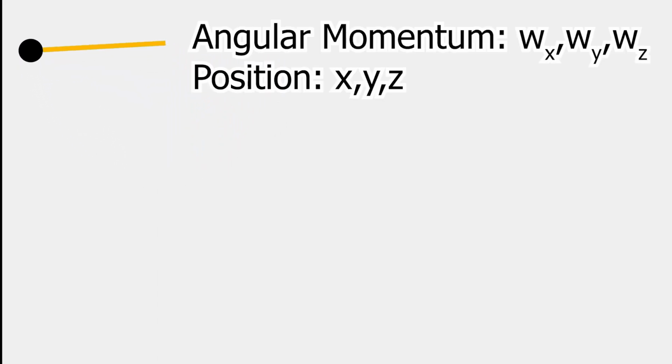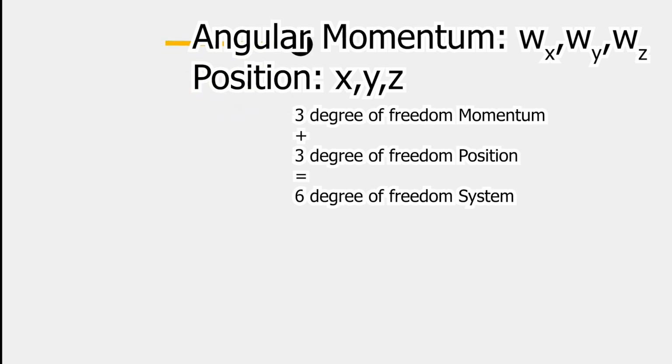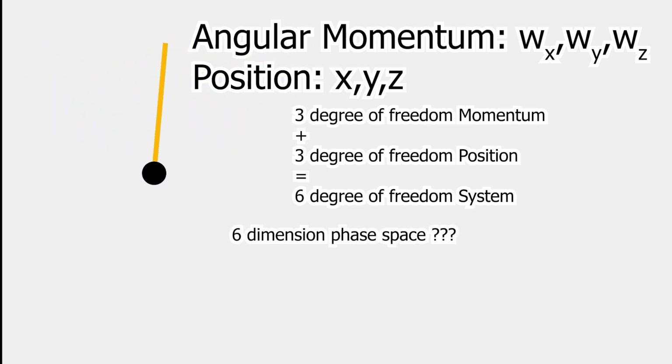Angular momentum and position are vector quantities and thus can take different values along 3 spatial dimensions. Consequently, each of these parameters has 3 degrees of freedom. For a pendulum system, this implies that its phase space is 6-dimensional. In general, the dimensionality of a system's phase space equals the total degrees of freedom of the system.